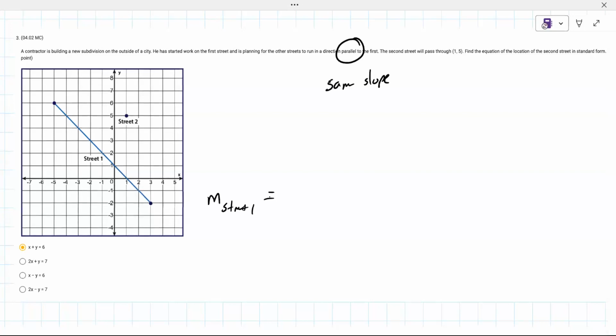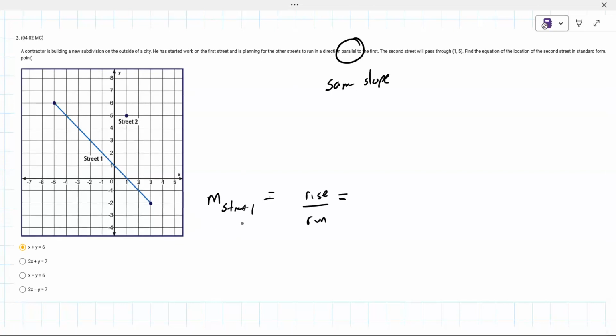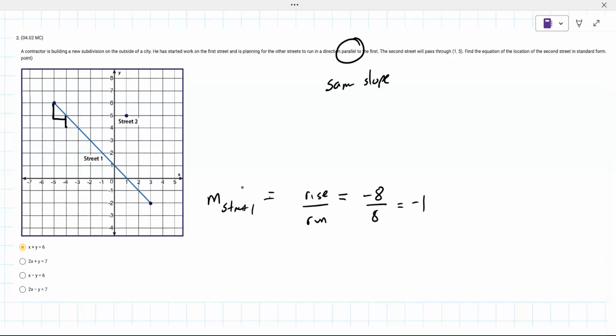To define that, it's rise over run, which in this case is going down and to the right. Can you tell me the slope of street 1? It's down by 8 units and to the right by 8 units. Okay, which is -8 over 8, which is -1. Now notice you could have just gone down 1, right 1, and you would have gotten the same thing.